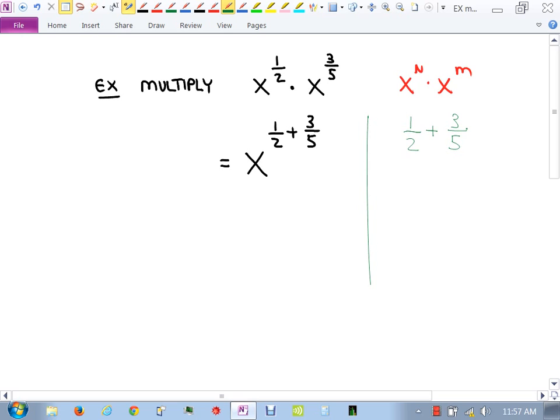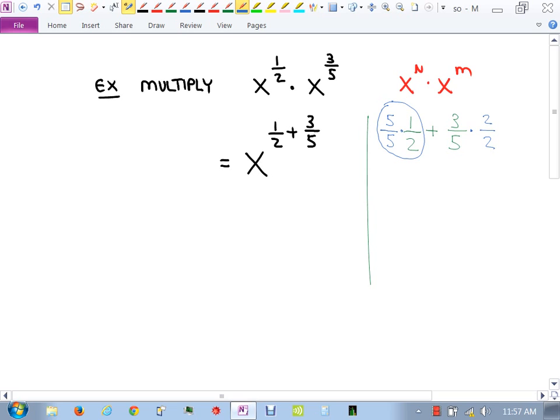Common denominator? Most of you get what would a common denominator here be? 10. So you have to multiply the first fraction by what to get 10 on the bottom? 5 on top and bottom. And then on the other one, you multiply 2 top and bottom. So this right here becomes what?